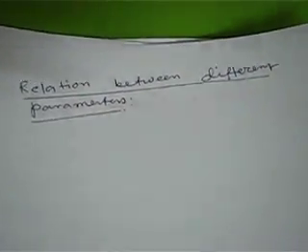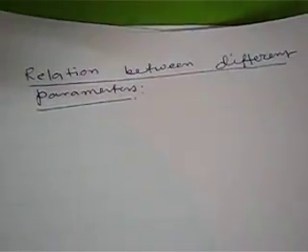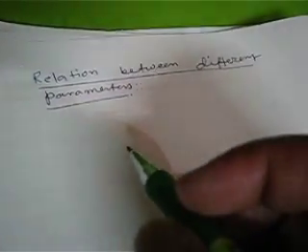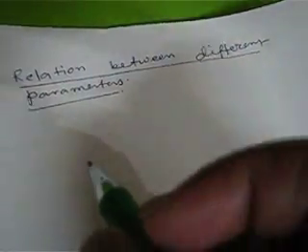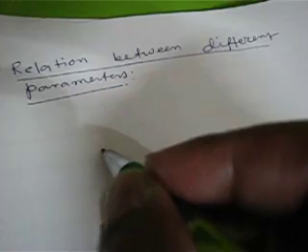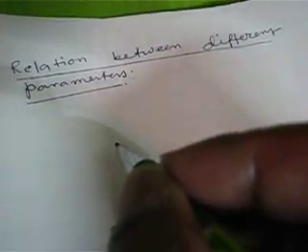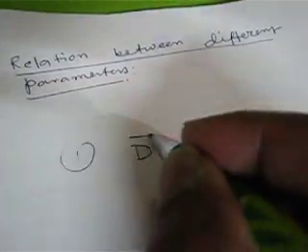Now let us describe the relation between different dielectric parameters. Before going into details, let us first define some important new parameters regarding the dielectric material. First one, number one, capital D vector.